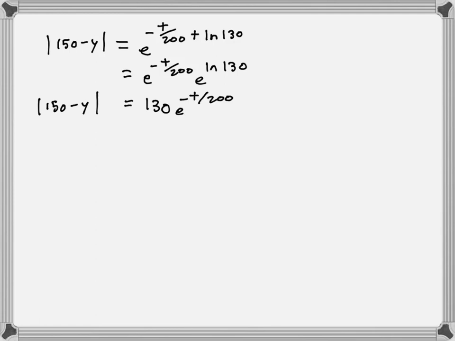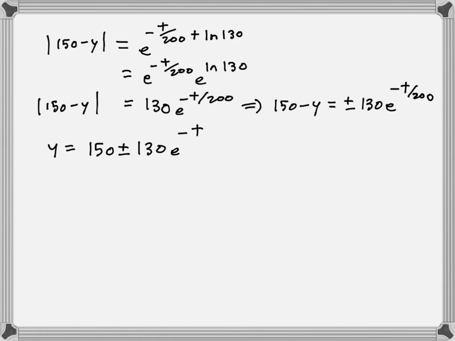Now we have an absolute value equation, which means you actually get two potential solutions, right? Let me go ahead and write them both down, and then I'll show you guys which one to pick. So this means that 150 minus y is equal to plus or minus 130 e to the negative t over 200. Or if I solve for y, I actually get y is equal to 150 plus or minus 130 e to the negative t over 200.